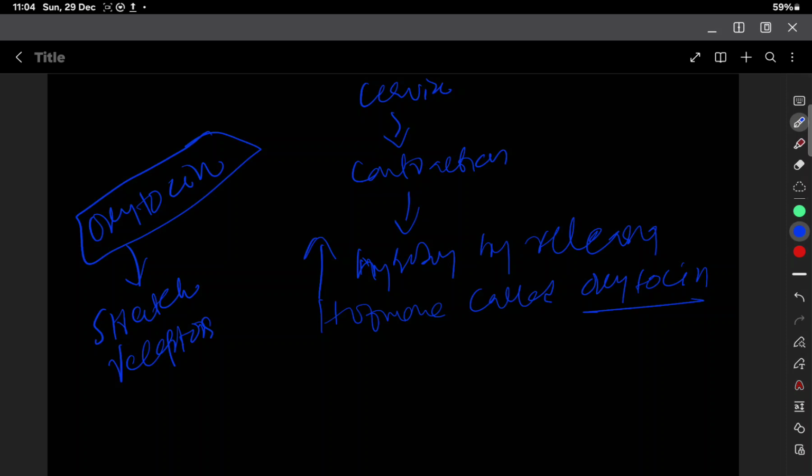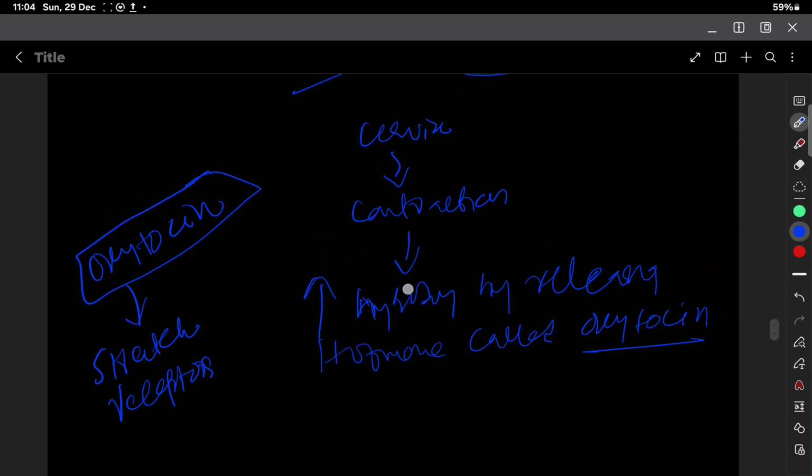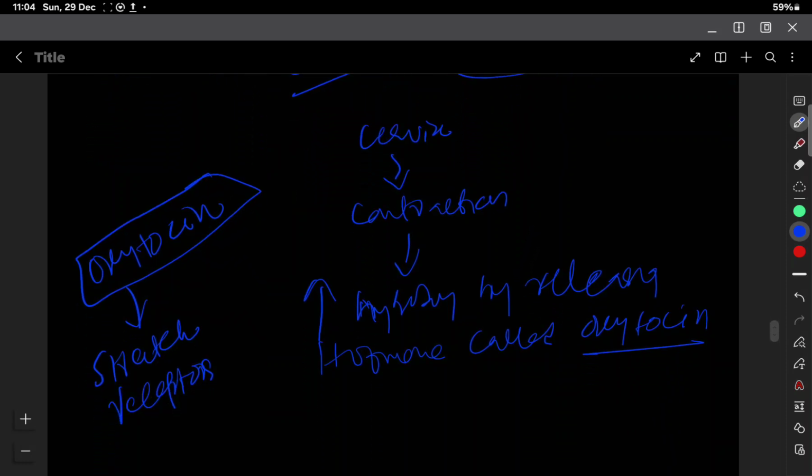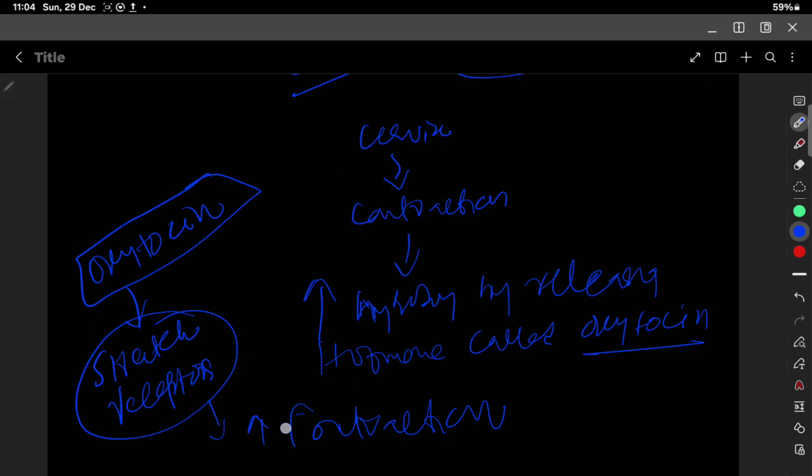In the negative feedback system, if one thing increases, the other thing will decrease, and if one thing decreases, the other thing will increase. In the positive feedback system, if one thing increases, the body will try to increase that further. For example, contractions are increasing, so the body will try to increase the contractions further during labor by release of oxytocin. That oxytocin acts on the stretch receptors and increases contractions so that the baby is born. When the baby is born, the oxytocin will go back because the stimulation has been removed.